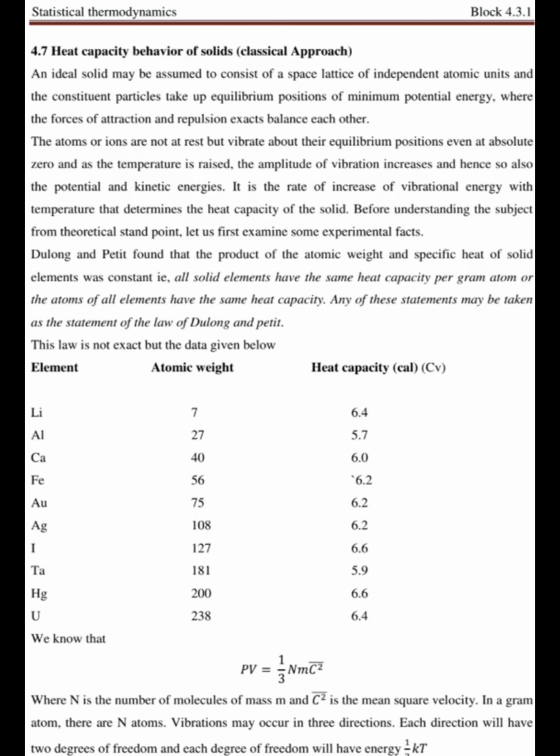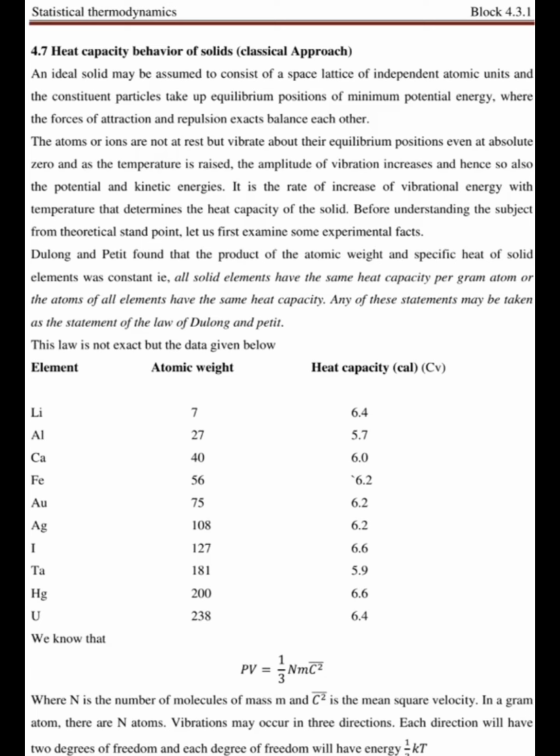So here, Dulong and Petit found that the product of atomic weight and specific heat of a solid element was constant, that solid elements have the same heat capacity per gram atom. Means the heat capacity of that atom will be the same for all the atoms, but it failed here. The atoms of all the elements have the same heat capacity, as described by Dulong and Petit. This statement may be taken as the statement of the law of Dulong and Petit.